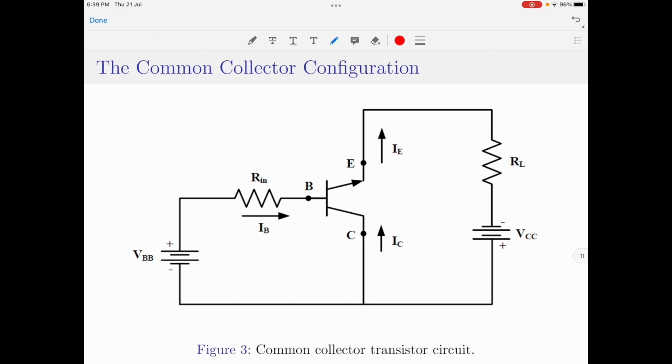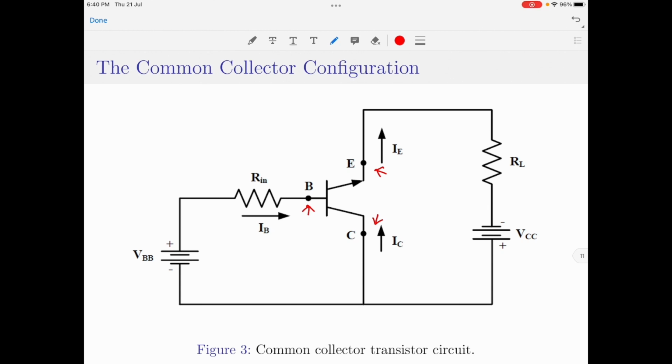Let us now move on to the last configuration, which is the common collector configuration. The NPN equivalent circuit for the same is shown in figure 3 here. In the common collector or grounded collector configuration, the collector terminal is common to both the input and the output. The input signal is connected directly to the base terminal, and the output signal is taken across the emitter and collector terminals.